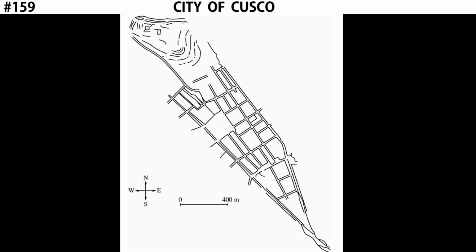So the city of Cusco is the capital city of the Incan Empire, shaped like a puma. And in the puma's head, in the Sacsayhuamán, is a very important religious site, the Korikancha, the Golden House.